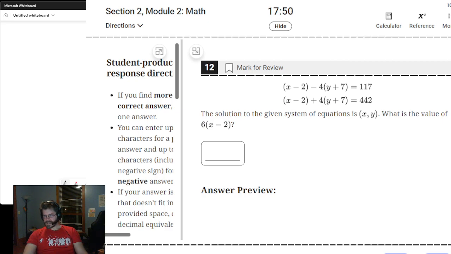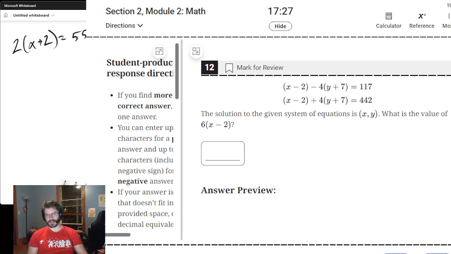Okay, what is the value of 6x minus 2? Whenever you see this, there's a way to manipulate this to get 6x minus 2, or to solve for x. Notice that if we add these functions straight down, these 4y plus 7s are just going to cancel out. So adding that together, you get 2x plus 2, the y parts cancel out, equals 559.